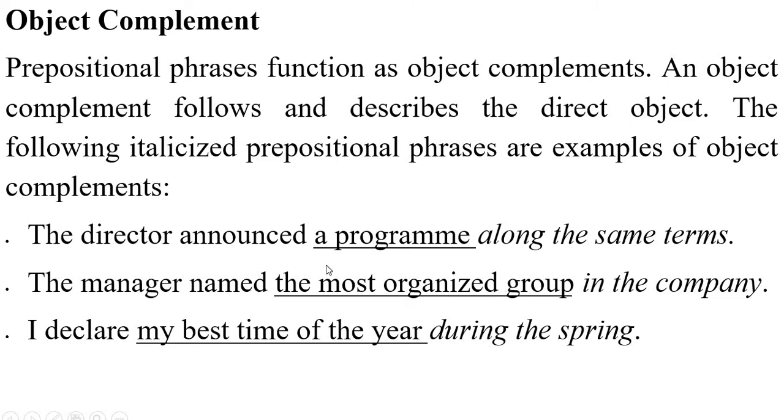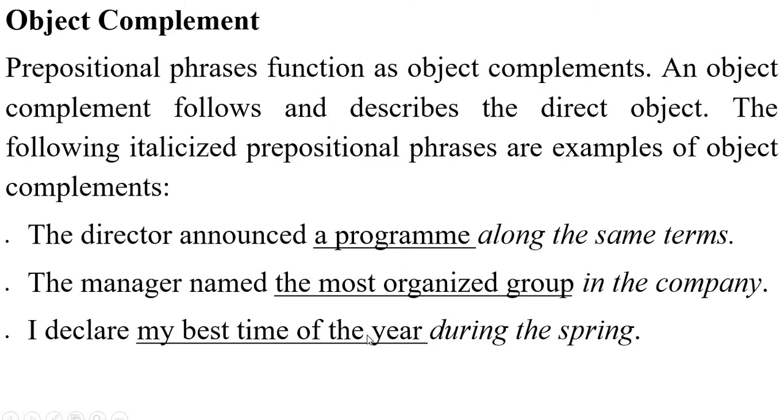This is a function, direct object. But what is its type? Its type is a noun phrase. This is the head, group; organized and the most are all pre-modifiers. I declare my best time of the year during the spring. I declare what? I declare my best time of the year. This is my direct object. During the spring, here is my prepositional phrase. This is my preposition, during the spring. And here, this is the type of the prepositional phrase. What is its function? Its function again is an object complement. It complements this object. I declare what? I declare my best time of the year.